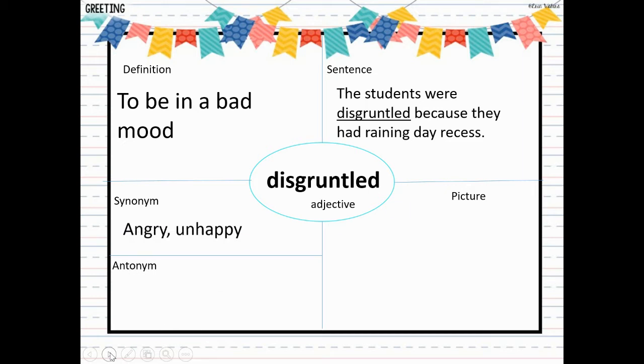Synonyms for disgruntled would be angry or unhappy. Remember, that prefix means not, so unhappy means not happy. Disgruntled is to be in a bad mood or angry or unhappy. The opposites then would be happy or pleased. Pleased meaning that you're in a good mood. So again, disgruntled. The students were disgruntled because they had rainy day recess. Our synonyms are angry and unhappy, and the antonyms are happy or pleased.